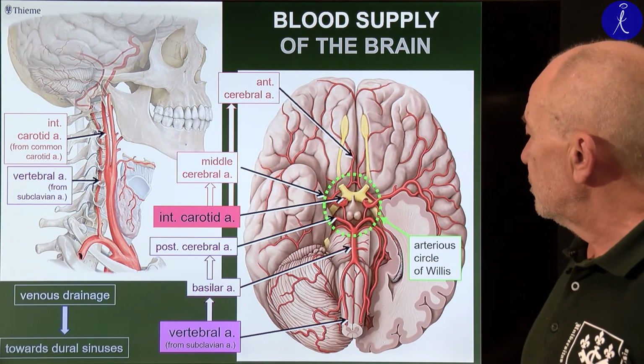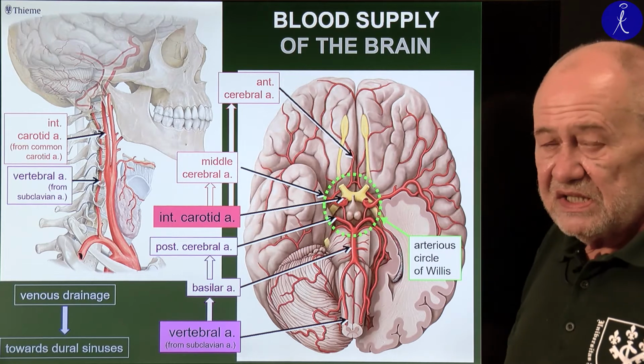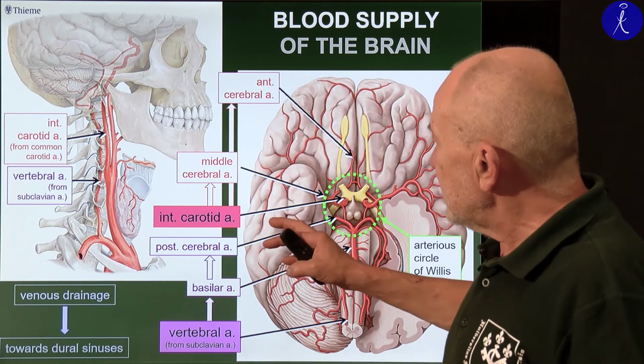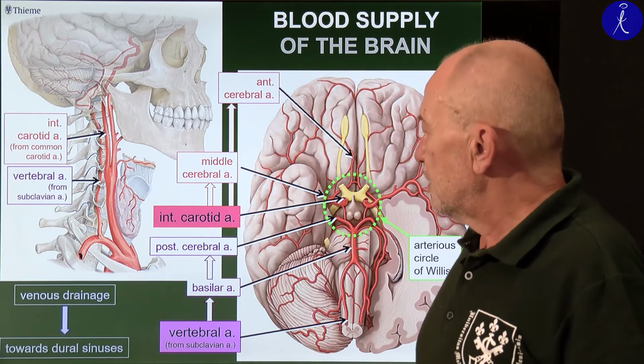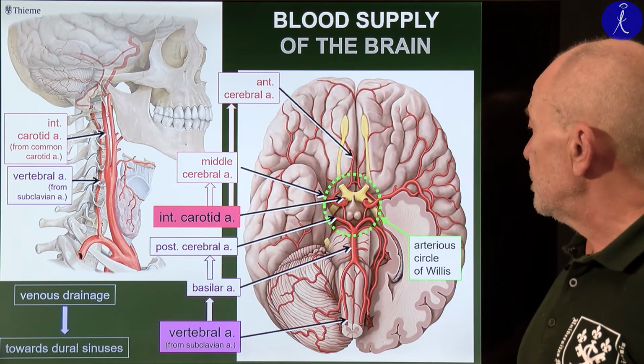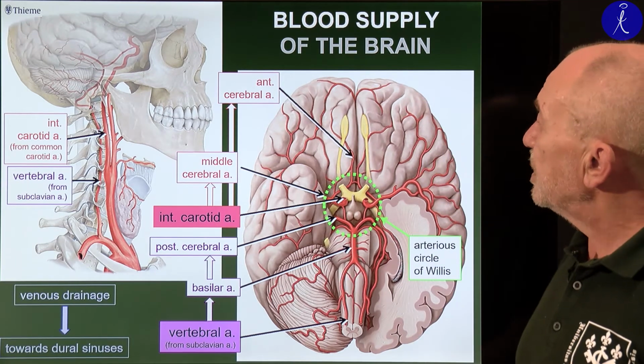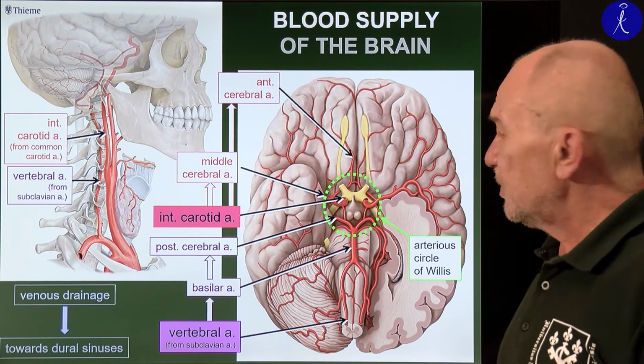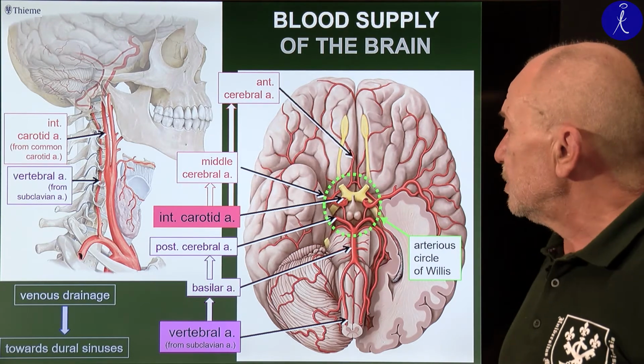The venous drainage from the brain, it's enough to know that all the veins tend towards dura sinuses. When we get to the meninges, then I will explain to you what these dura sinuses are.